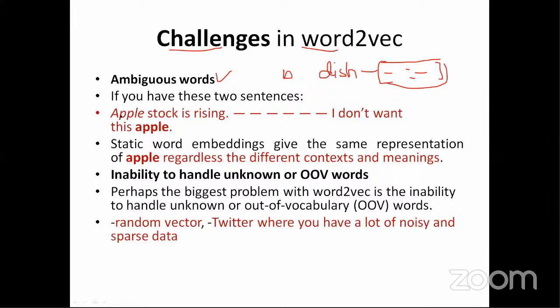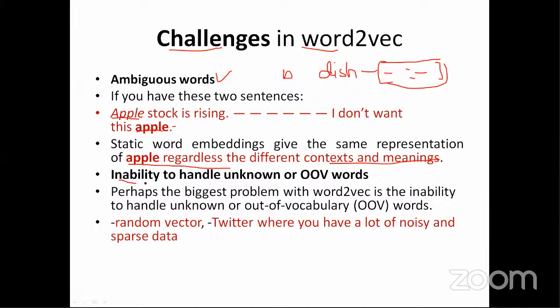So you can see sentences like this. This is the ambiguity. You know ambiguity already, so I don't need to explain that. Apple stock is rising. I don't want this Apple. So this is an ambiguous word. Here the Apple says about the organization, and this one says about the fruit. So it's called a static embedding. The Apple, regardless of the different contexts and meanings, will have only one vector. This is the first problem.